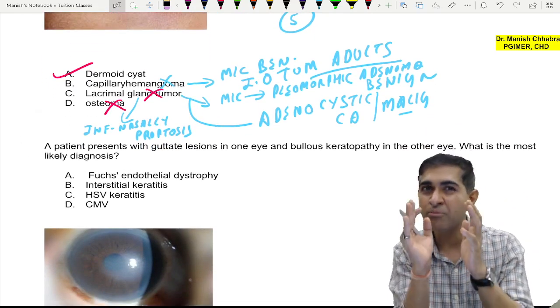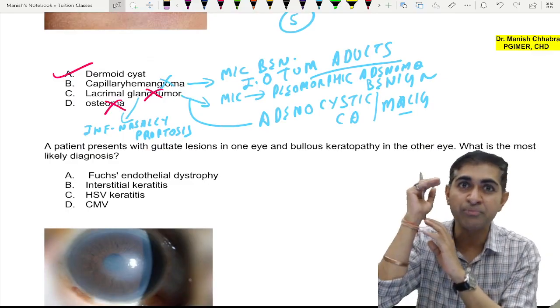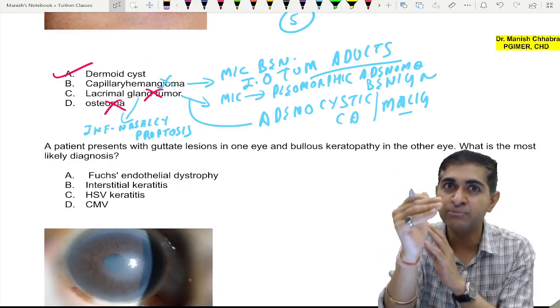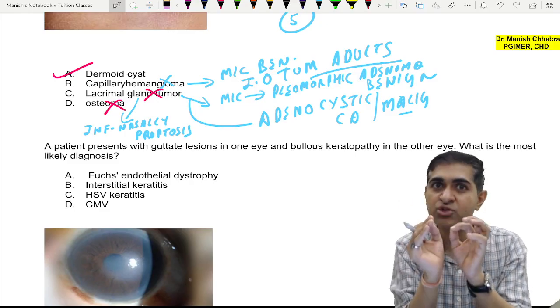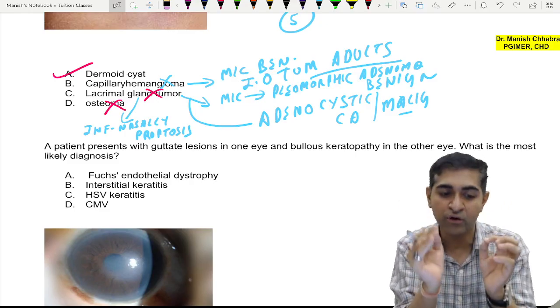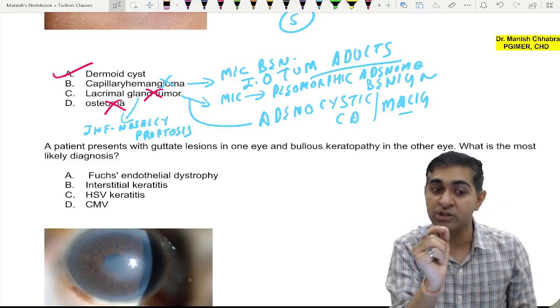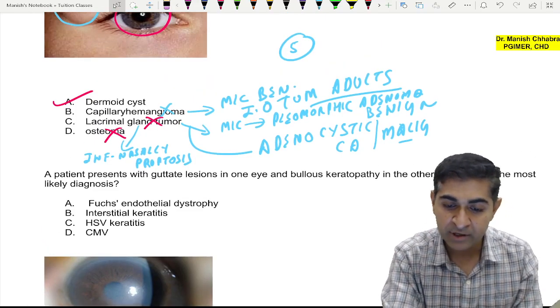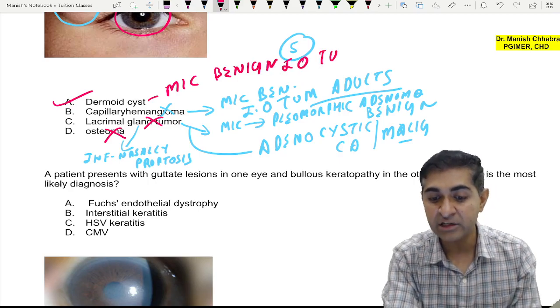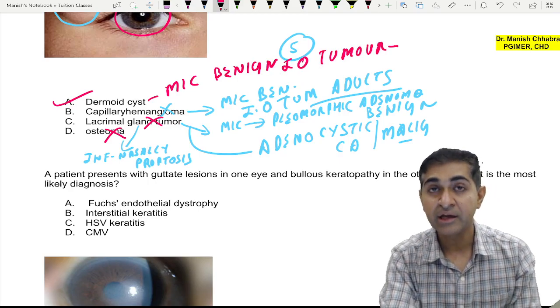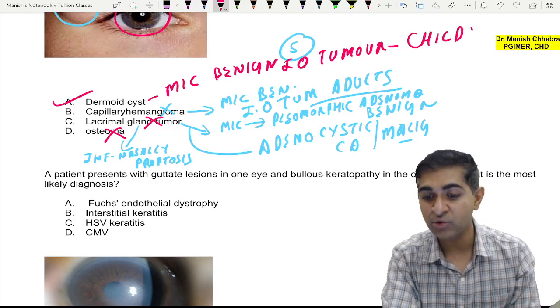Even if you don't know much about the superotemporal anatomical position of the lacrimal gland or inferonasal proptosis, based on the age you can easily go for marking dermoid cyst, because that is the most common benign intraorbital tumor of childhood.